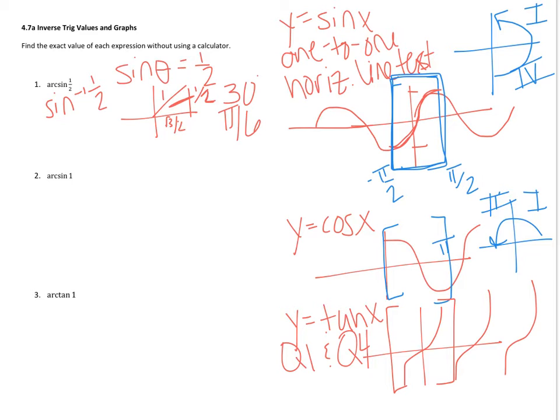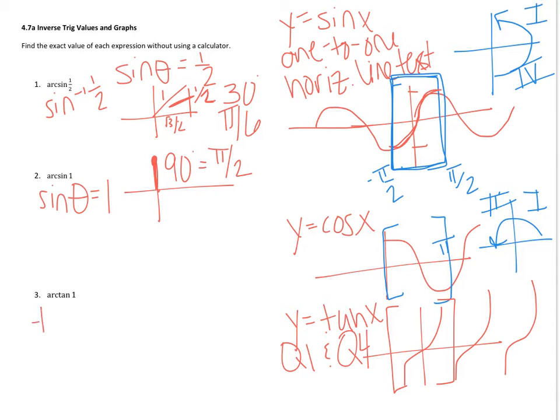Okay, arc sine of 1. Sine of what angle equals 1? Well, 1 is going to land on one of your axes. Sine is our y distance. So where am I 1 away? Well, it's got to be up here at 90 degrees or pi over 2.